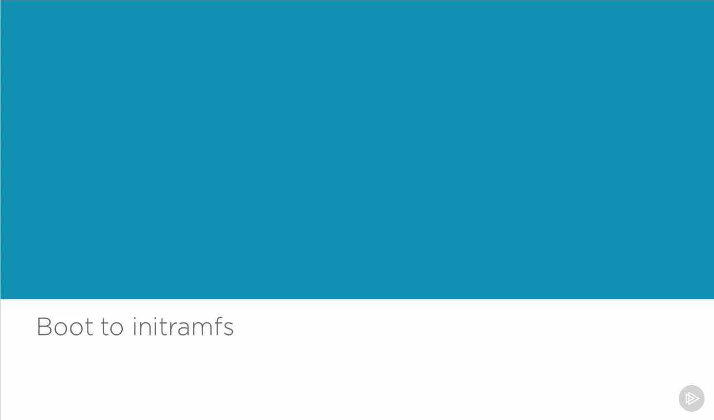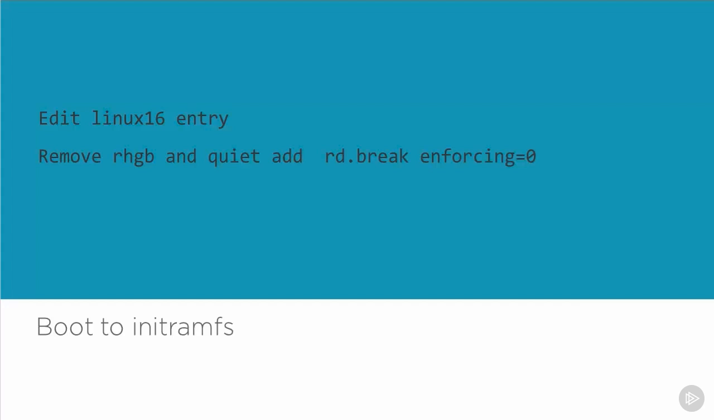We also saw that we could recover from lost root passwords. First off, we have to boot to our initramfs. So we edit our grub menu. We can do this dynamically at the command line. We locate the linux16 entry and we append to the end of the line rd.break and enforcing=0. Remember though that we do have to make sure we've also removed the quiet and rhgb entries.